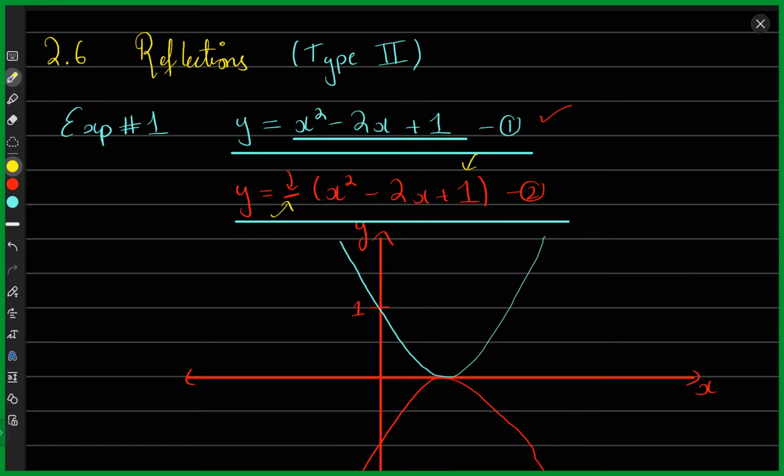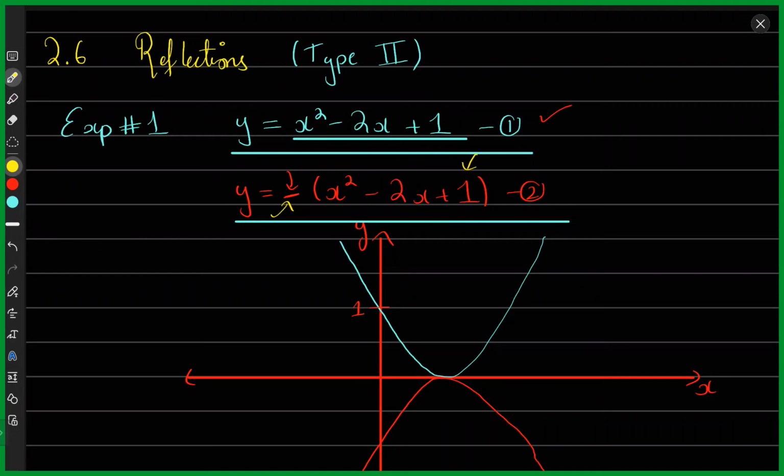Scenario one says when you would be adding a negative sign with the entire equation. For example, equation number 1 was x squared minus 2x plus 1, and equation number 2 is minus x squared minus 2x plus 1. So this minus basically means that you have added a negative sign with the entire equation. So the blue graph would reflect by the x-axis, right?